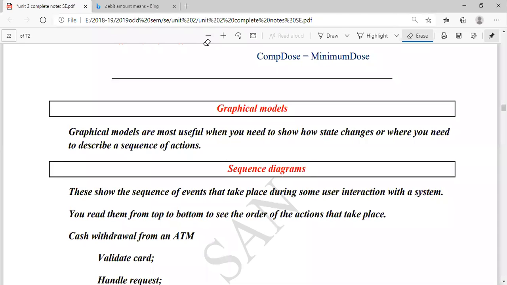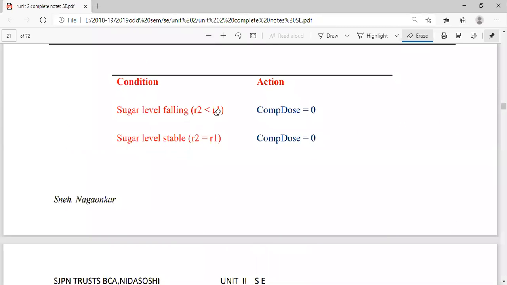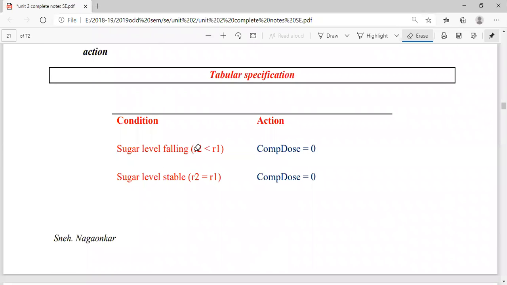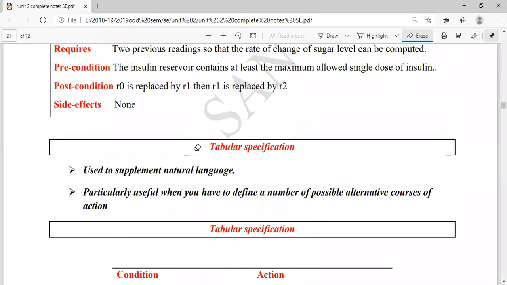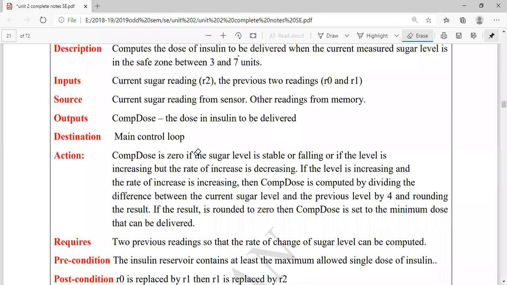Any queries? Yes, ma'am. I'm not getting anything from that example. Which example? This one, ma'am. Okay, you're not getting it. I am not getting any link between your explanation and the notes.